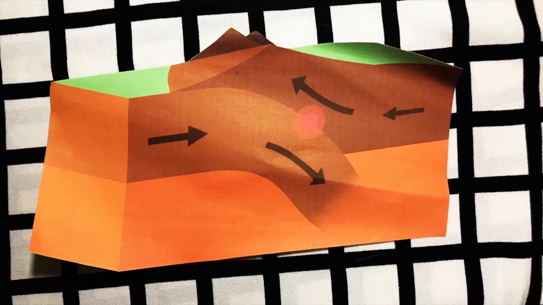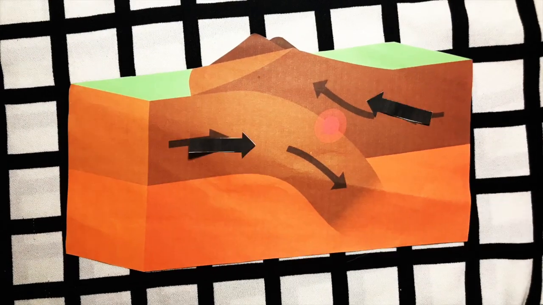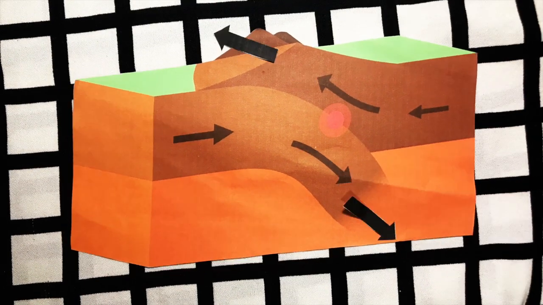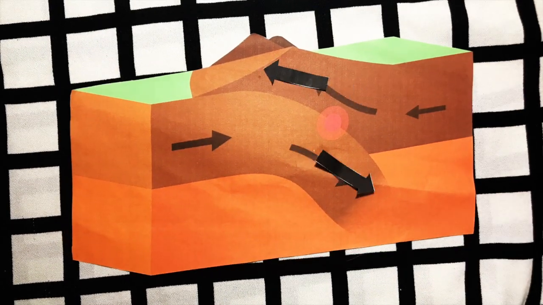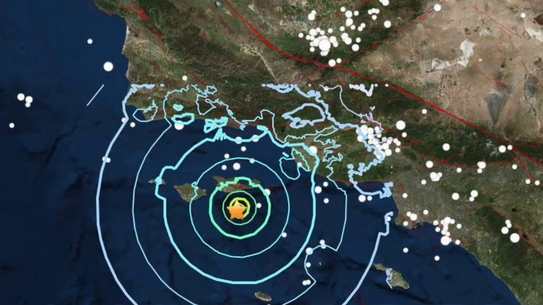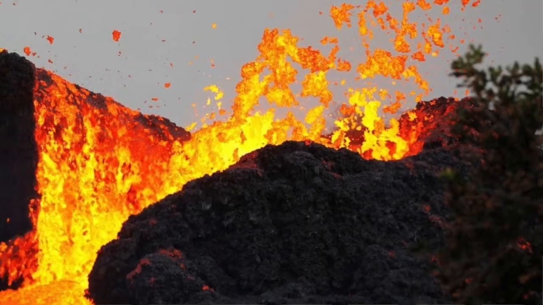Destructive plate boundaries, also known as convergent boundaries, are when plates move together. The oceanic plate is forced or subducted under the continental plate. The friction from this causes melting of the oceanic plate, and this can lead to earthquakes and/or volcanic eruptions.